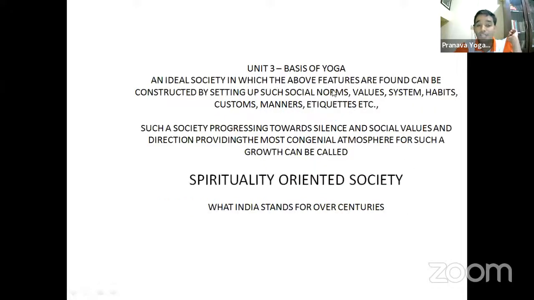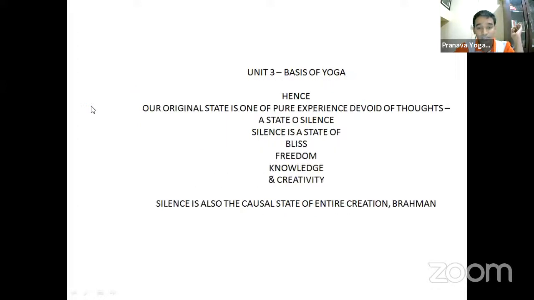An ideal society in which the above features are found can be constructed by setting up such a social, as Brahman.